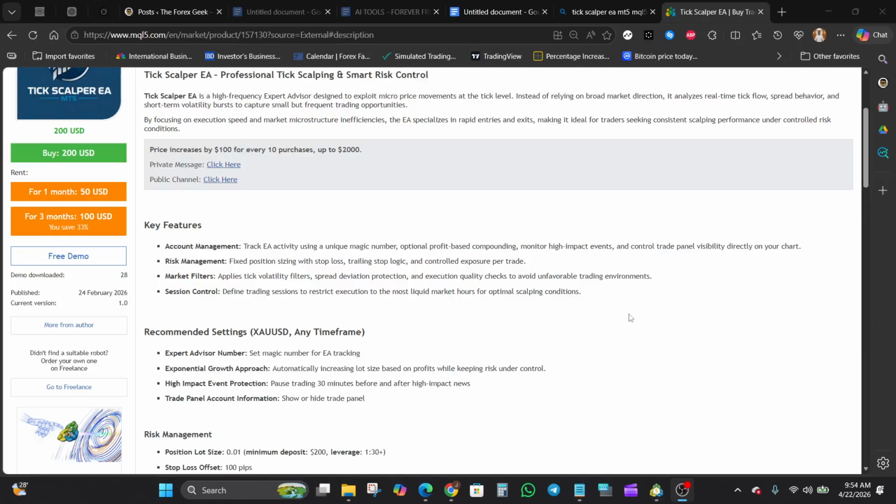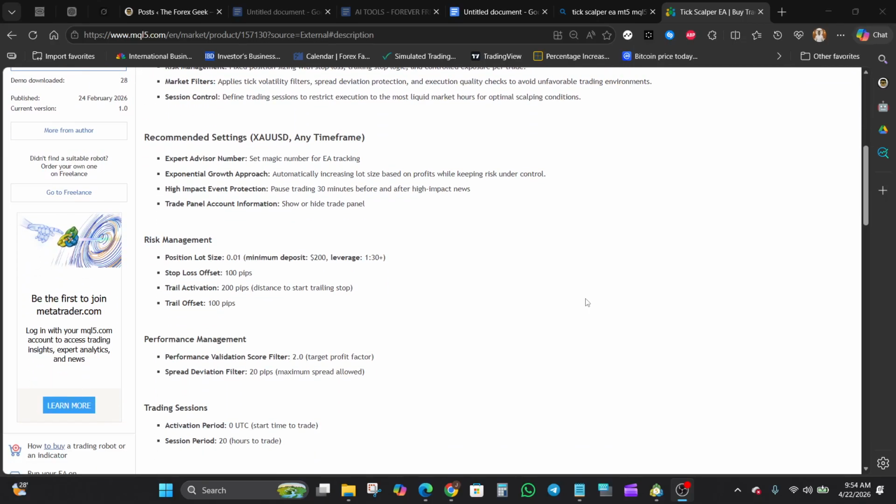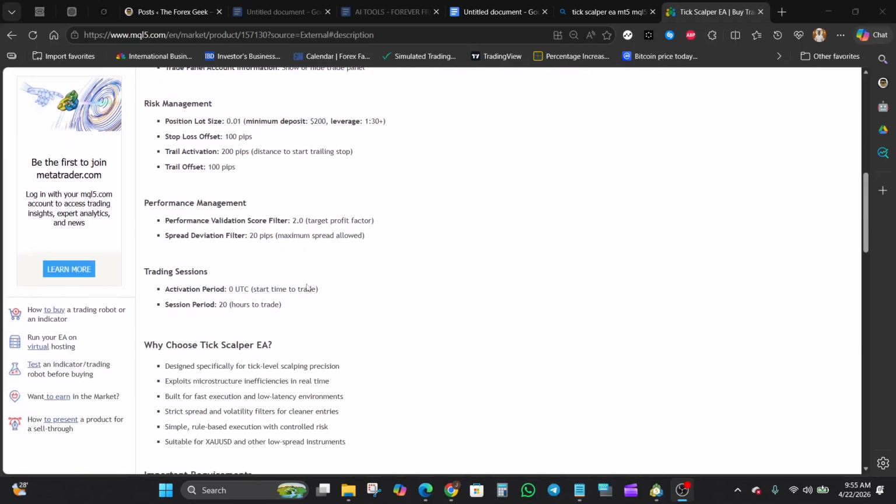Next, we have the spread and volatility filters. This is actually very important for scalping systems. The EA avoids trading when spreads are too high or when volatility is outside its preferred range. So that helps reduce bad entries, but at the same time, it can also mean fewer trades during certain market conditions. There's also the session control. You can define specific trading hours, which is useful because scalping strategies usually perform best during high liquidity sessions like the London or New York sessions.